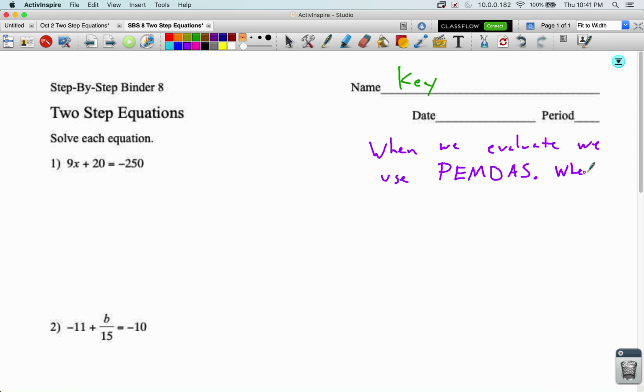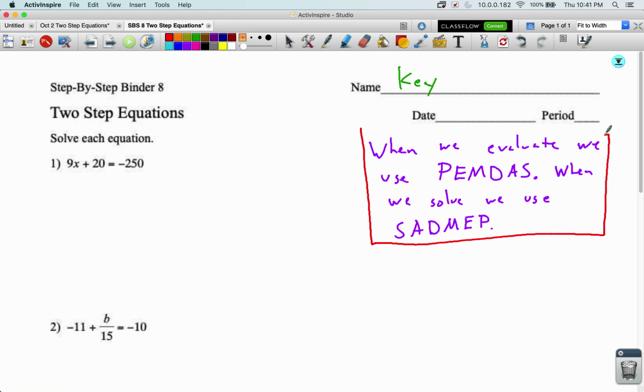So when we solve, we use SADMAP. And SADMAP is just PEMDAS backwards. SADMAP tells you that whatever's being done to the variable, that would normally happen in the order of PEMDAS, meaning that we have to undo it in the reverse order.